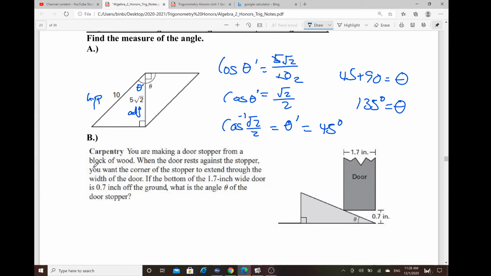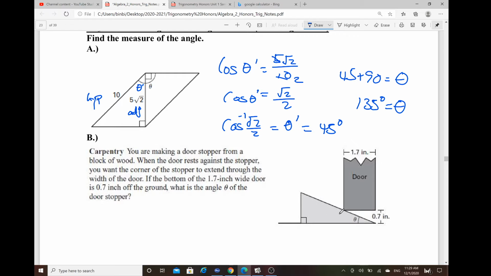And here's another one. Carpentry. You're making a door stopper from a block of wood, and when the door rests against the stopper, you want a corner of the stopper to extend through the width of the door. If the bottom of the 1.7 inches wide door is 0.7 inch off the ground, okay, right here is the diagram. What is the angle theta of the door stopper?